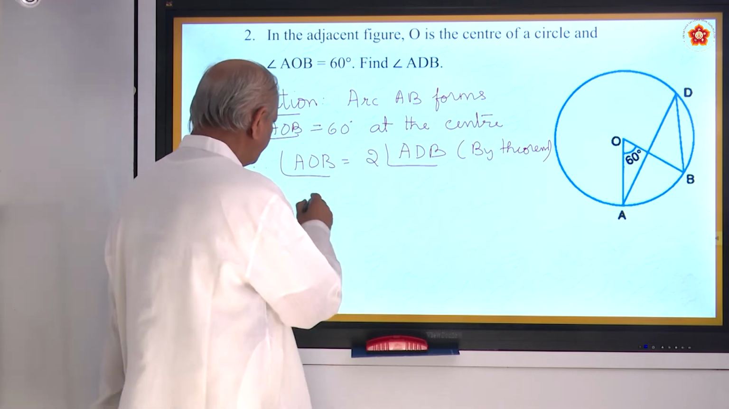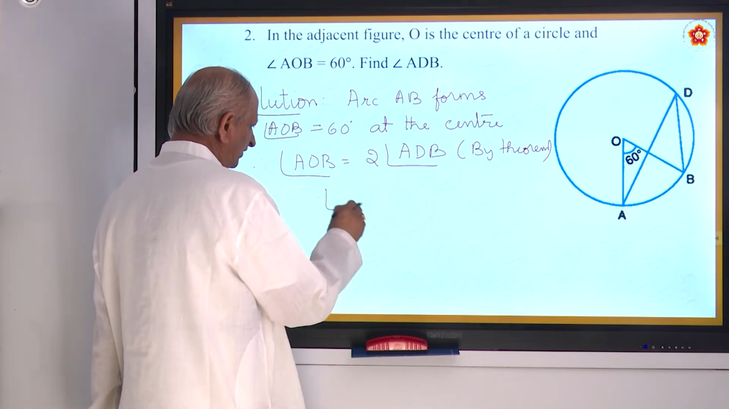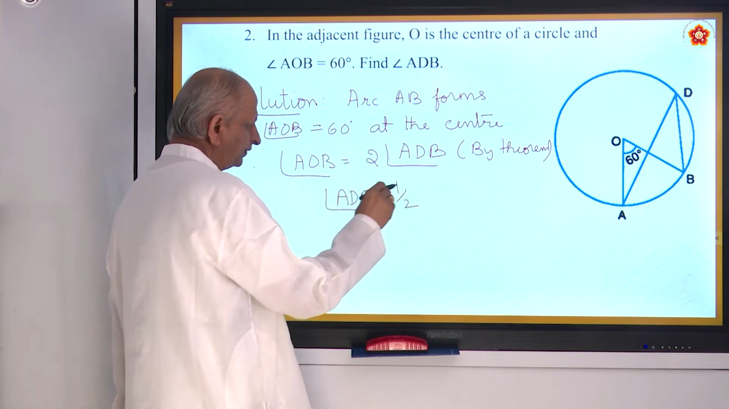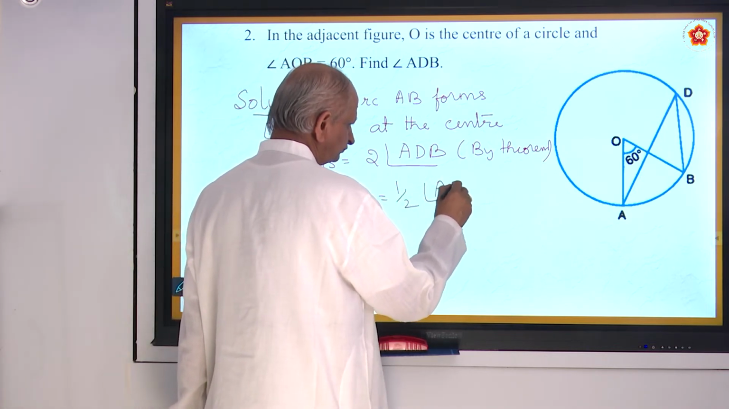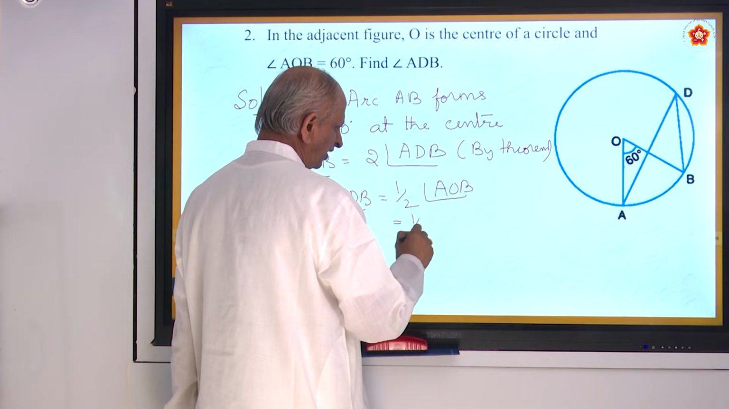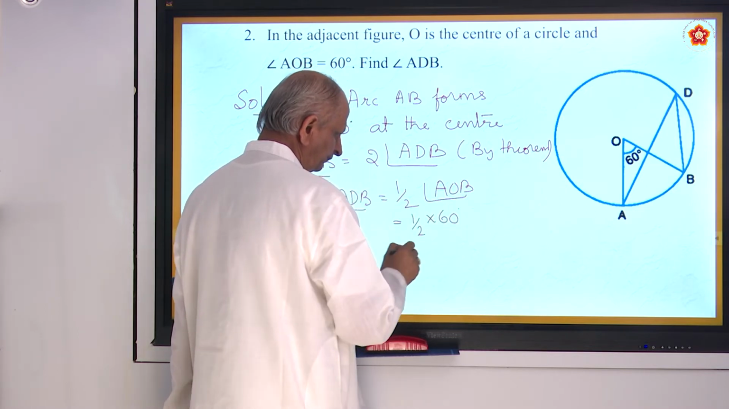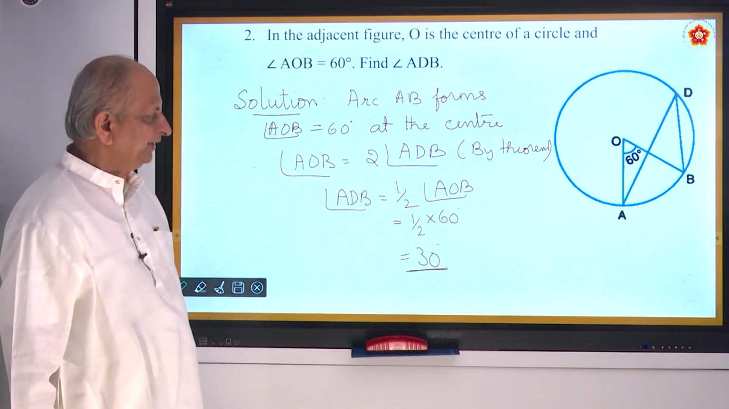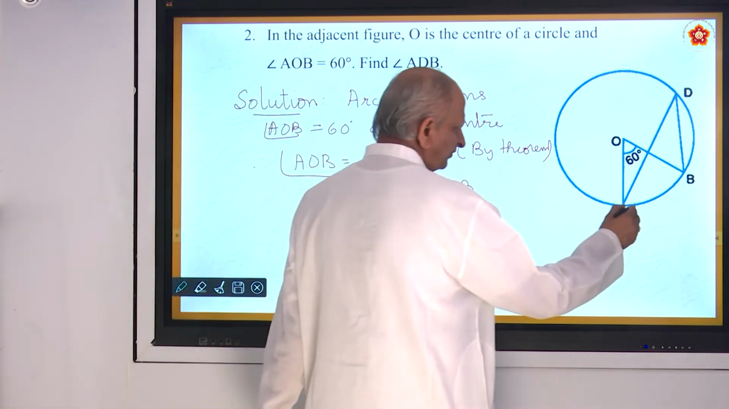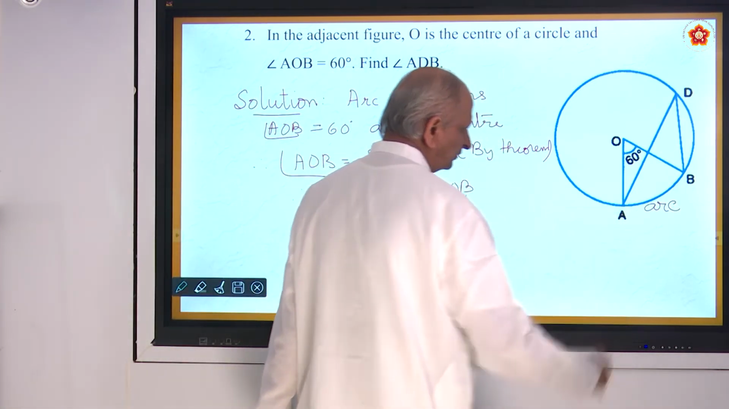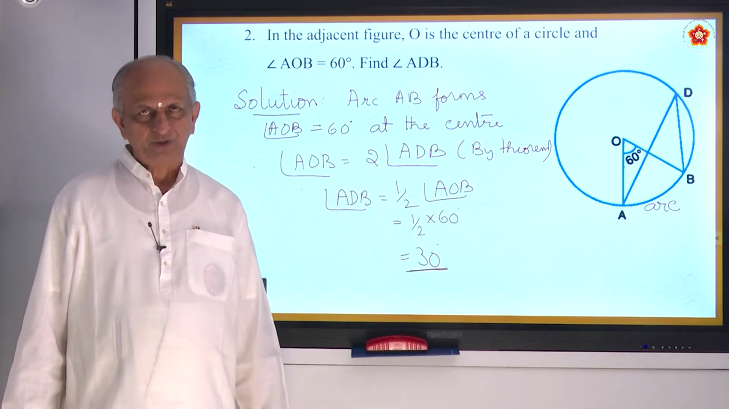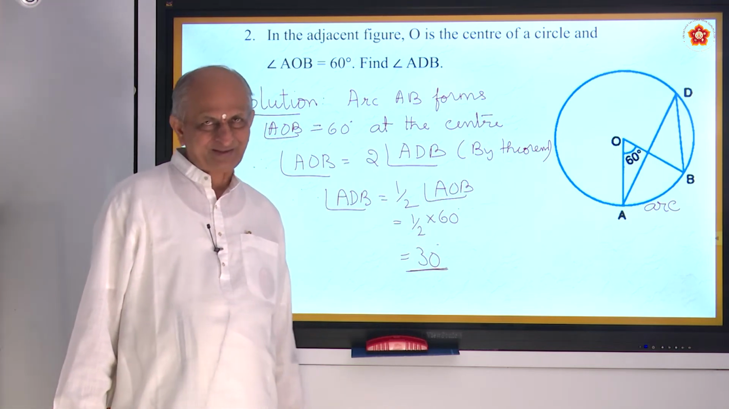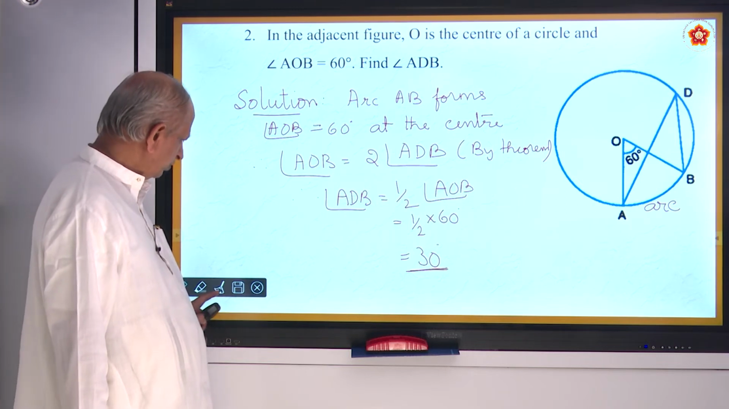Or in other words, suppose you want to find the angle at the circumference, then ADB will be equal to half of angle AOB. That is half of, what is AOB given? 60 degrees. That is equal to 30 degrees. So ADB becomes 30 degrees because both of them are formed by the same arc, AB. Alright. So this is a very short and sweet question. Just 1 mark. Okay. I hope all of you have noted down.